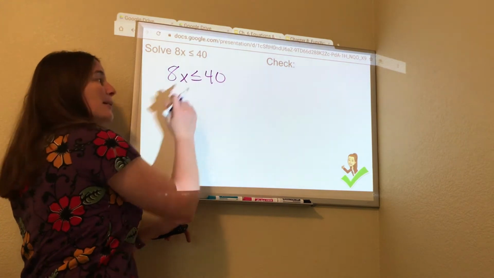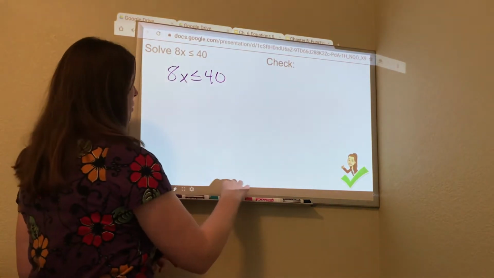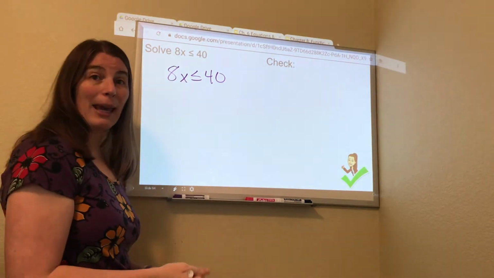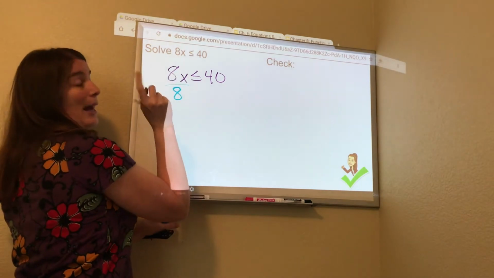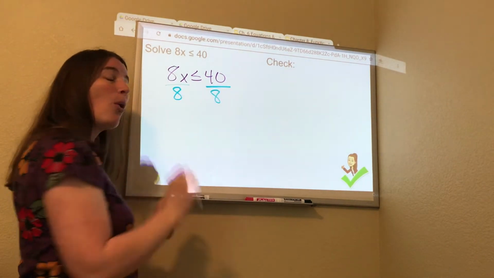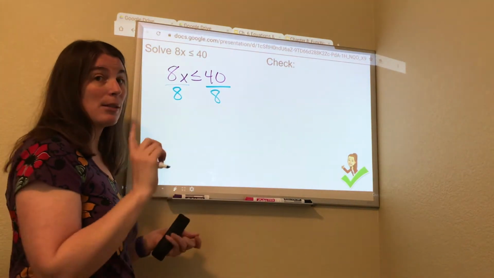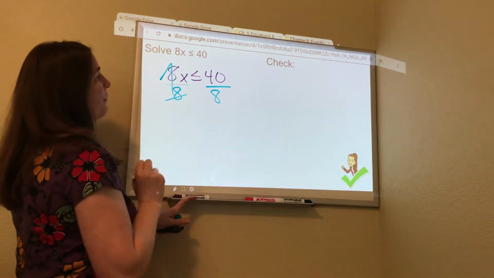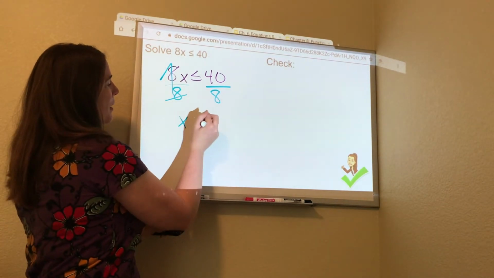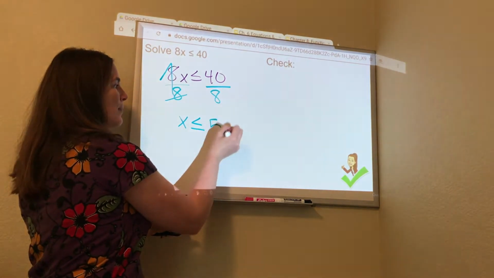Okay, what is happening to my variable? I see that it's being multiplied by 8. So instead of multiplying by 8, I'm going to divide by 8 on both sides. So I can get 1x. That's my whole goal, to get 1x or whatever the variable is. I just want one of it. So I have 8 divided by 8, which is 1. So I have x is less than or equal to, and then 40 divided by 8 is 5.